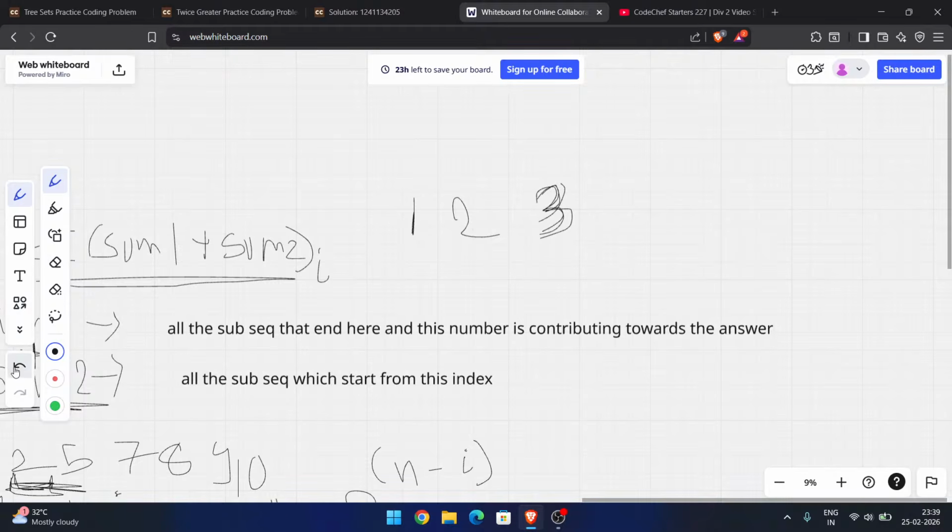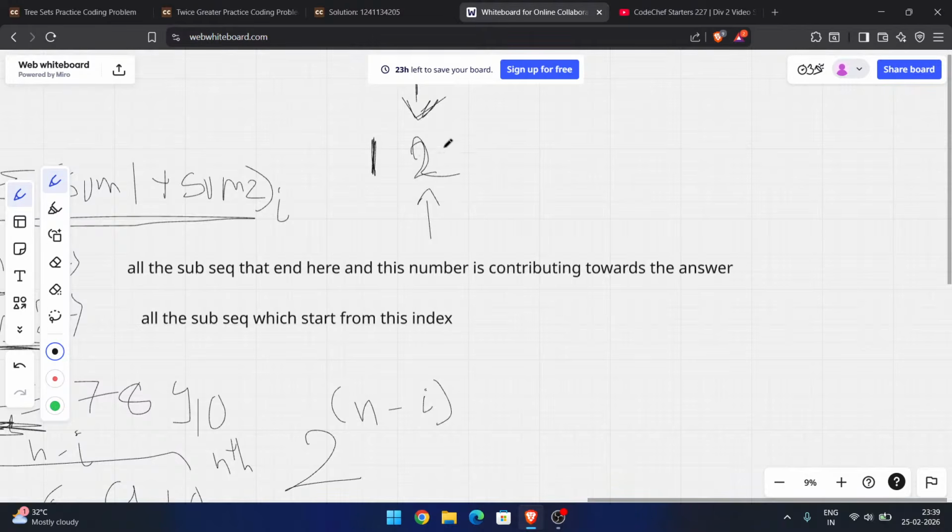Let's suppose we are just taking two elements, 1 and 2. Here the subsequence is ending at 2, but this 2 is not contributing towards the answer, because if we take 1, this number should be 3 or greater than 3. It's 2, so this number is not actually contributing towards the answer. So we want the subsequences that end here, but this number should be contributing towards the answer. Here it is not, so this should not be counted.